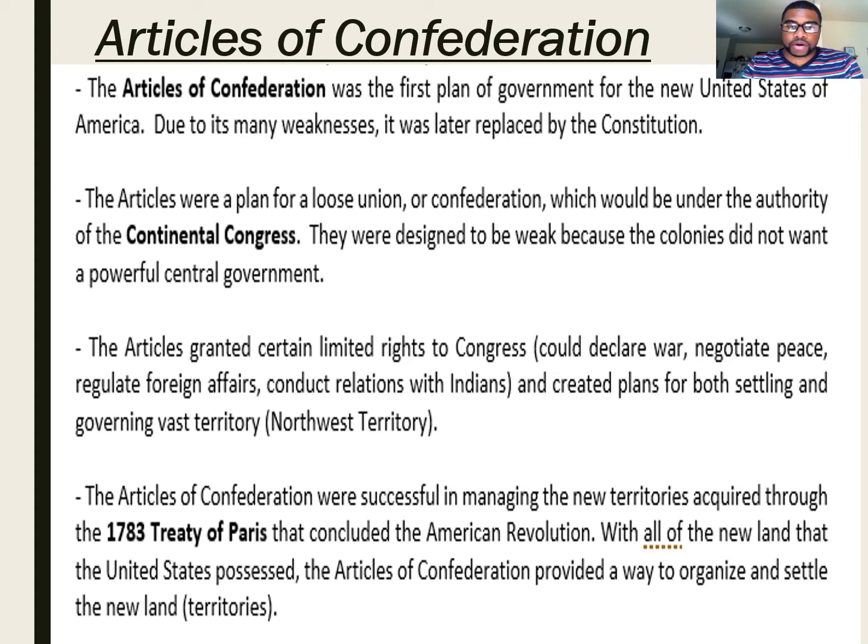They could declare war, negotiate peace, regulate foreign affairs, conduct relations with the Indians, and create plans for both settling and governing vast territory. The Articles of Confederation were successful in managing the new territories acquired through the 1783 Treaty of Paris that concluded the American Revolution. With all of the new land that the United States possessed, the Articles of Confederation provided a way to organize and settle the new land or territories.